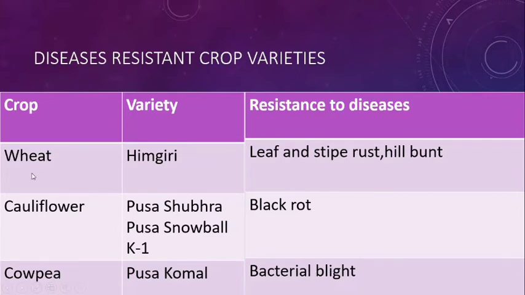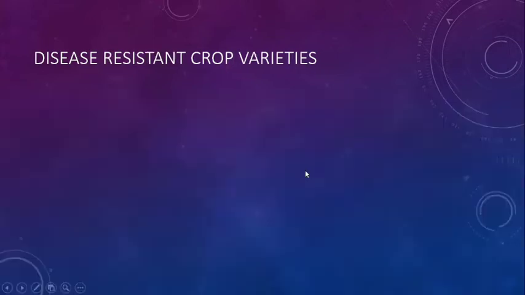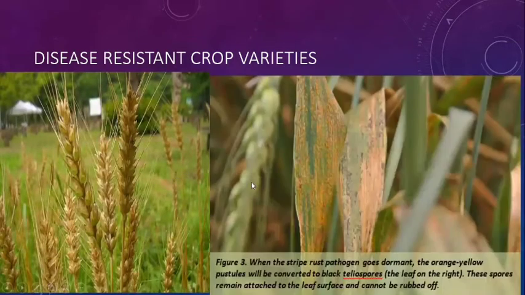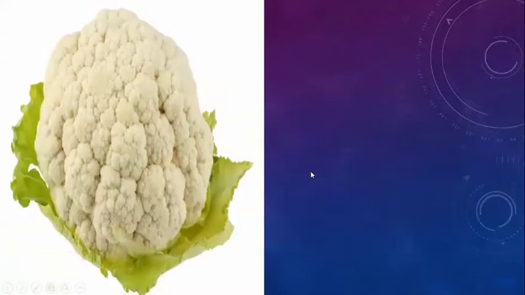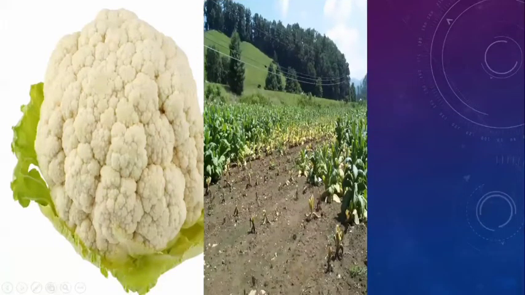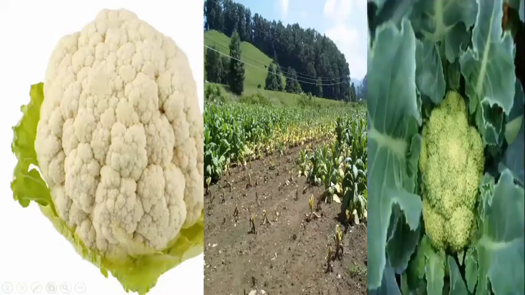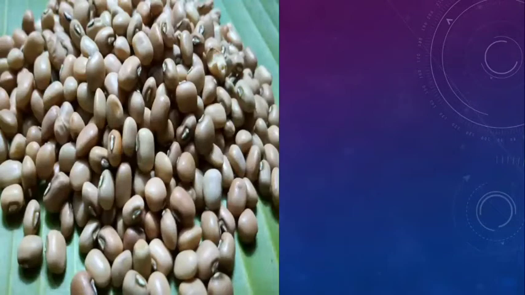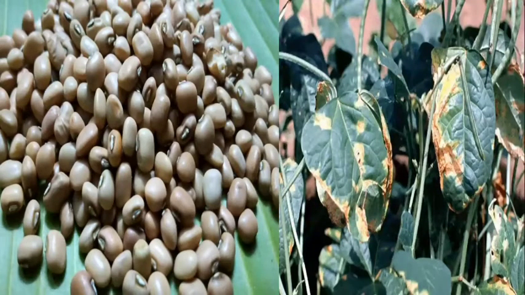Next we see the crop, the variety, and also the disease it is resistant to. This is wheat, Himgiri, resistant to the leaf and stripe rust disease. Next one, cauliflower, Pusa Shubhra and Pusa Snowball K1, resistant to black rot. Next one, cowpea, Pusa Komal, resistant to the bacterial blight disease.